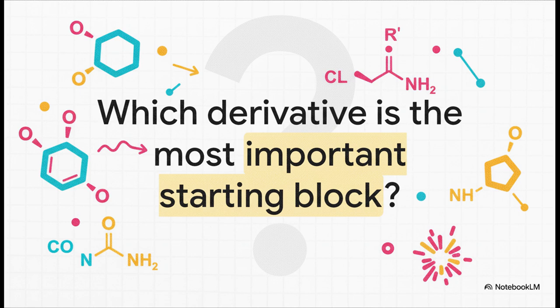So think about it. We've created 4 different types of molecules from one starting material. And that leaves us with a final question for you to ponder. Of these 4 derivatives, the anhydride, the ester, the acid chloride, and the amide, which one do you think is the most reactive, the most useful starting block for building even more complex molecules? That's a topic for another day.